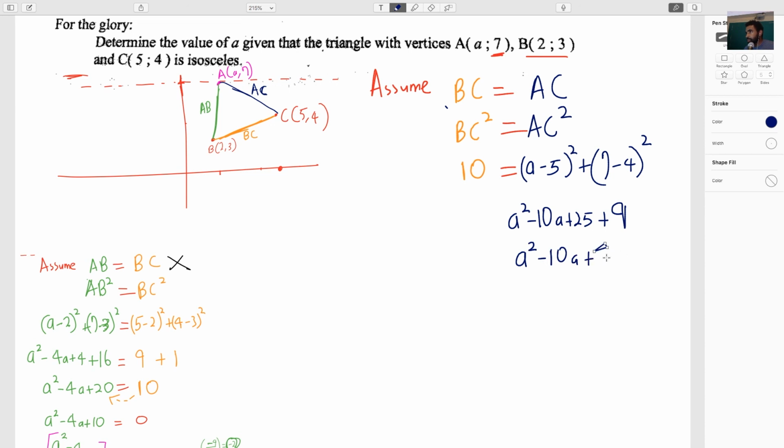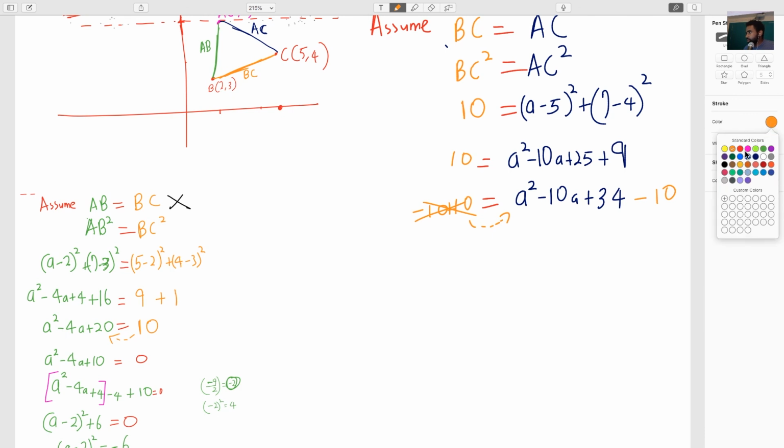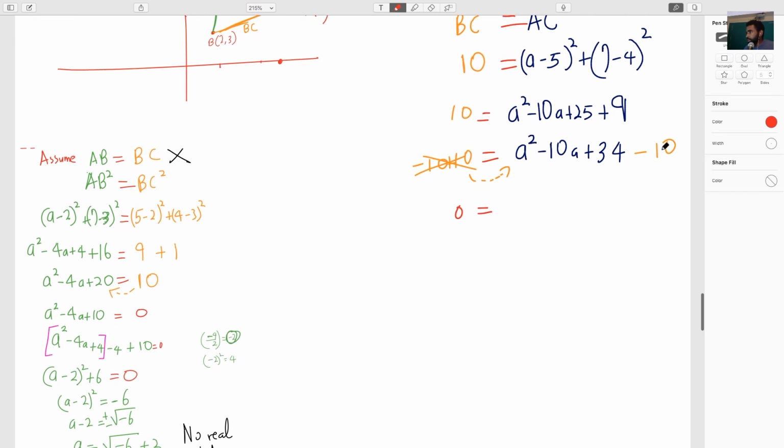Plus 34. Okay? And that is, of course, still equal to 10. So now we can bring the 10 over. We bring the 10 over, and we say minus 10 here. Okay? Minus 10. Plus 10. Okay, so this would go away. And our final thing would be what? 0 is equal to A squared minus 10A plus 24. Right? A squared minus 10A plus 24.